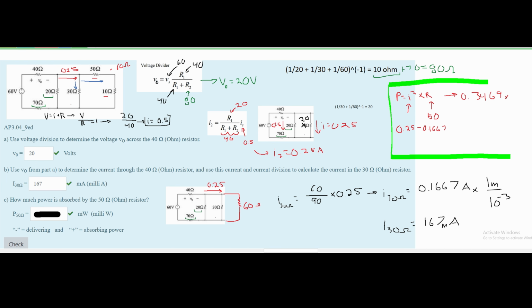0.3469. To convert this into millis, we're going to have 1 milli over 10 to the negative cubed. And this will give us that power is equal to 347 watts approximately. And that is how you do this entire problem. It was pretty long, but that was because we had to combine both of these together to actually find some of the values. So pretty interesting problem.